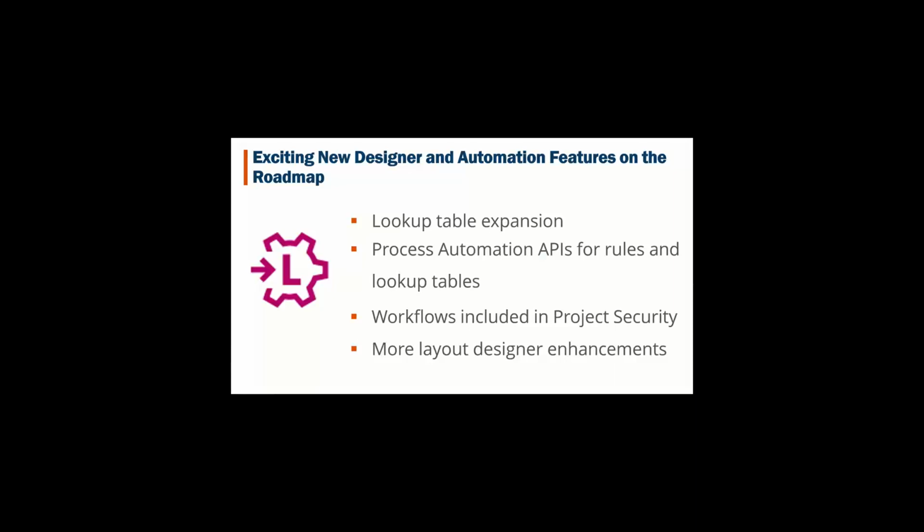All right, so now that we looked a little bit at what's already out in cloud, let's take a look at what's coming to cloud. In the near term, meaning the rest of the year and possibly into the beginning of next year, there are a number of designer and automation features on the cloud roadmap. One exciting update is the expansion of the number of lines in a lookup table, in addition to the potential number of lookup tables. Not only will limits be increasing, but you'll also be able to add them to process automation APIs as well as rules.